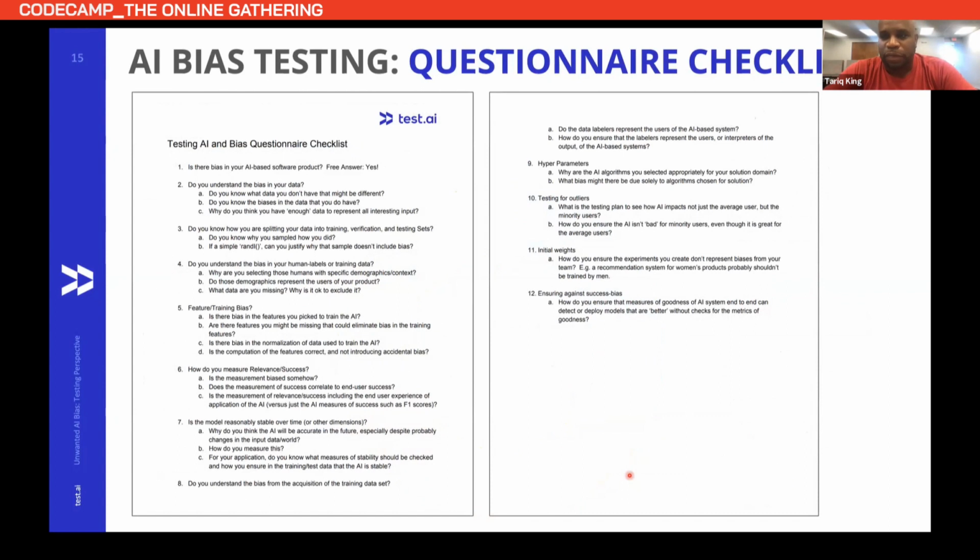The second heuristic that we came up with was a questionnaire checklist. At test.ai, we do quite a bit of building AI systems, but we're building AI systems to test, and we also have to test those systems, so bias becomes important. One of the bugs that customers were experiencing and mentioning was that we were automatically generating labels for elements on their application, and in many cases the users just took those labels by default instead of labeling things themselves.